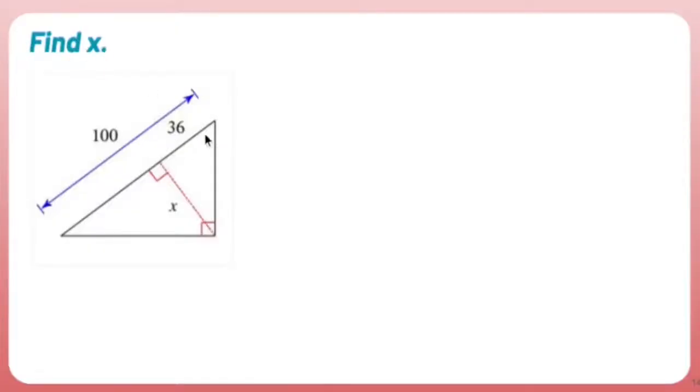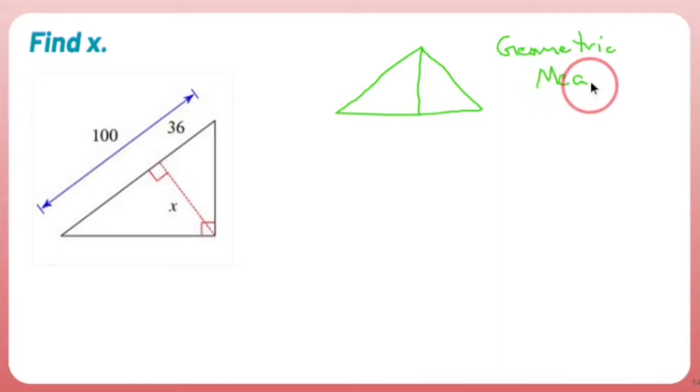Find x. What I have is a triangle, that is a right triangle, and I have two other right triangles living inside this. Now, there's a way that you could set this up and solve it using proportions, but I'm going to show you a different trick called the geometric mean. You may have heard of the arithmetic mean. This is the geometric mean.